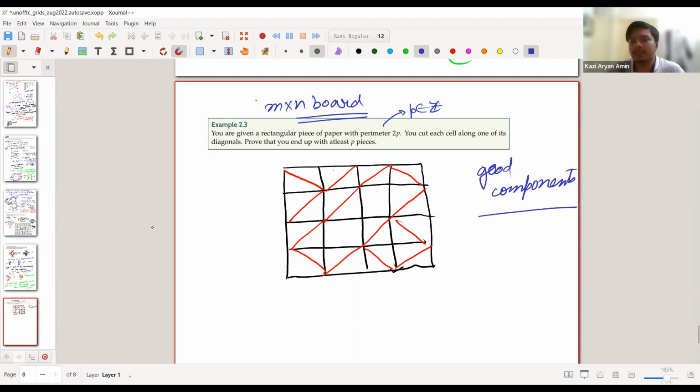So we will actually prove, let us try to find out how many good components we have in here. So this is one good component for sure. This is one good component, I think.